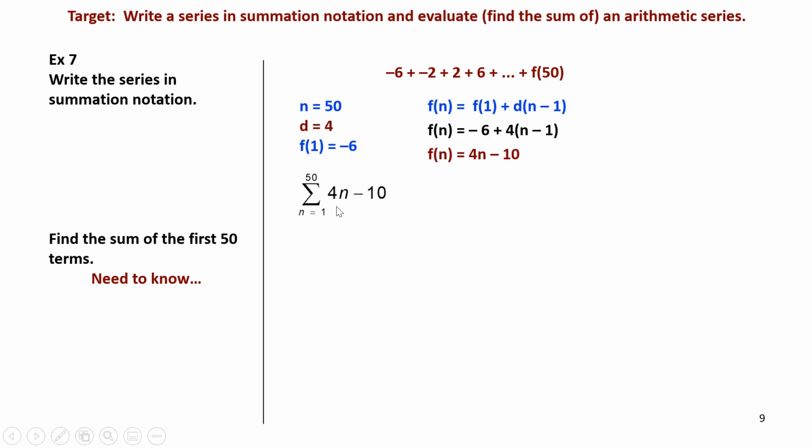So here's my sigma notation. Notice my formula here, 4n minus 10, 4n minus 10. That's easy, right? At the bottom of the sigma is what n value you started with. What did I start with? We started at a sub 1, and we're going to end at a sub 50. That's it. So if it says write it in summation notation, this is what you're looking for.